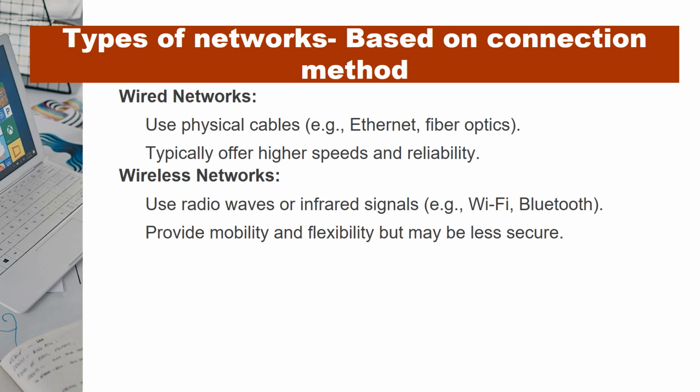And on wireless networks, we are talking of the use of radio waves or infrared signals to transmit data. Then we talk of Bluetooth devices and cellular networks. These provide mobility and flexibility, but also may be less secure.